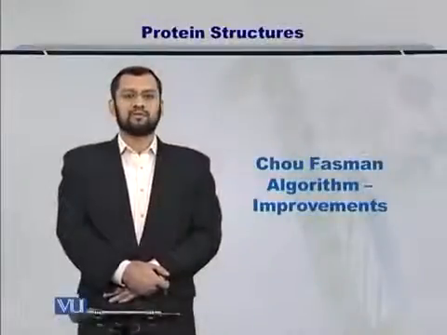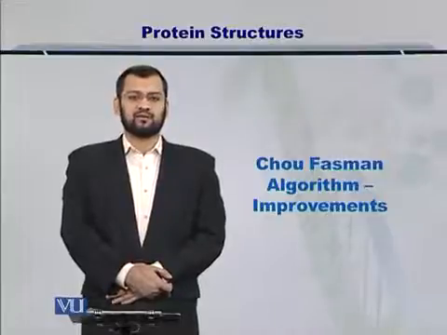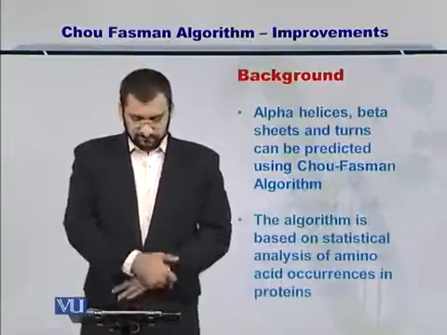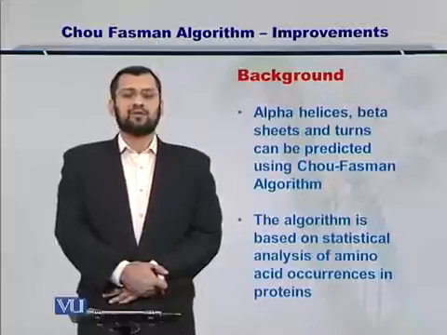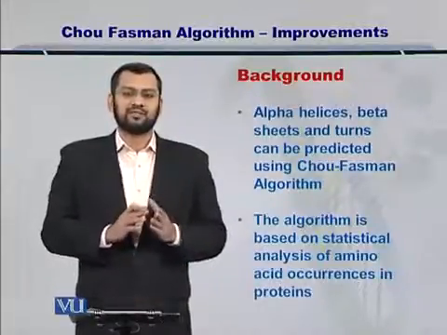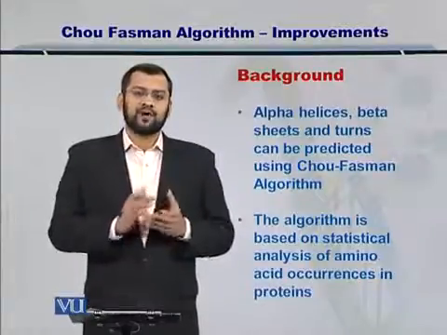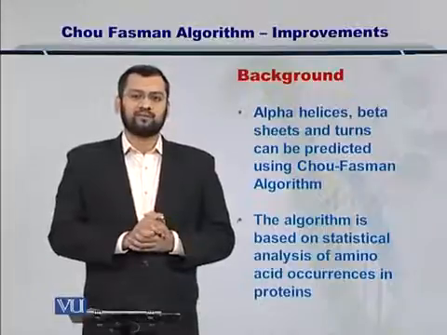Dear students, in this module, I'm going to talk about improving the performance of the Chou-Fasman algorithm. The Chou-Fasman algorithm, in its classical description, predicts alpha helices, beta sheets, and beta turns from the sequences. So how can we improve this algorithm further?